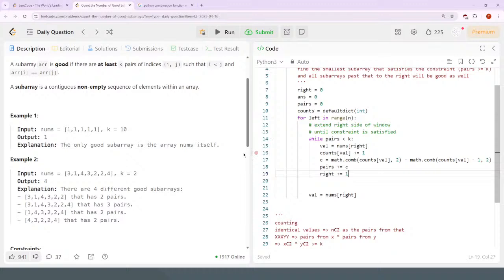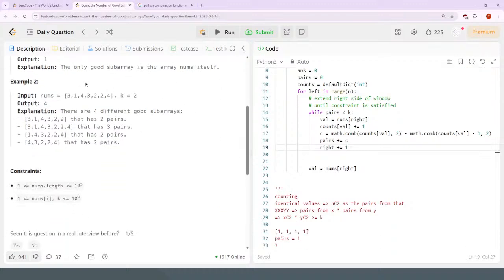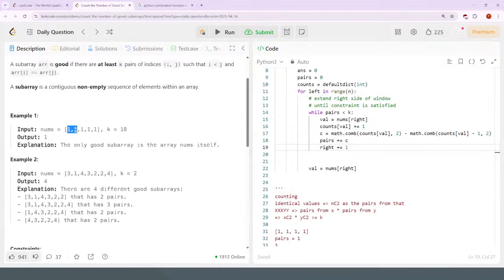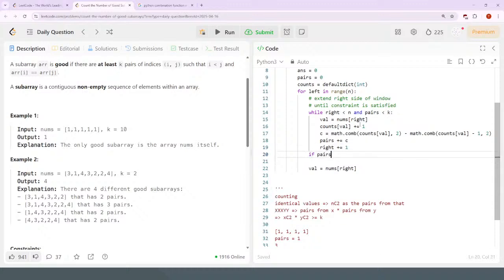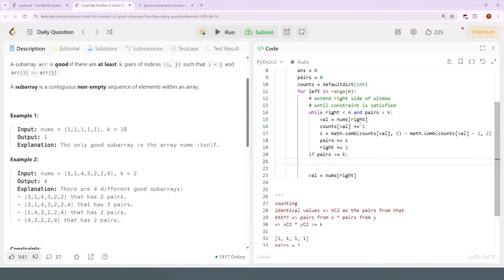Okay, so it does that. So then it basically extends it all the way to the right side until you get to a point where, okay, so I think it does need to stop at while right is not outside of the bounds. So while this is true, it keeps on doing that, and then it says if pairs is greater than or equal to k, then increment the answer by 1.